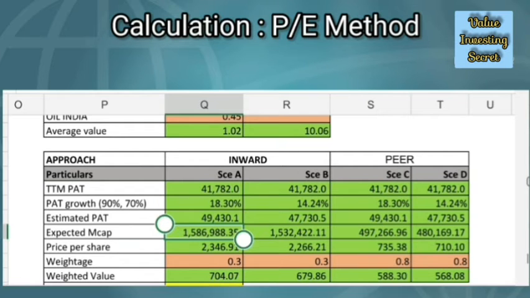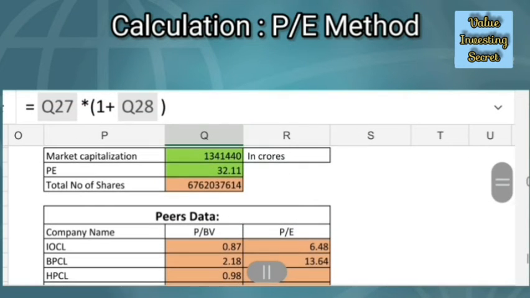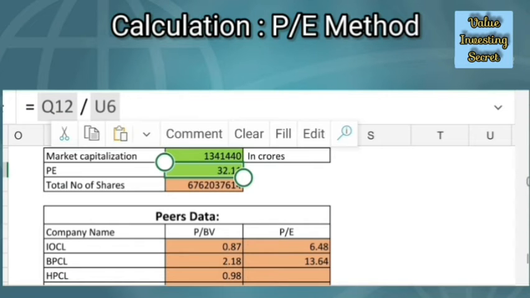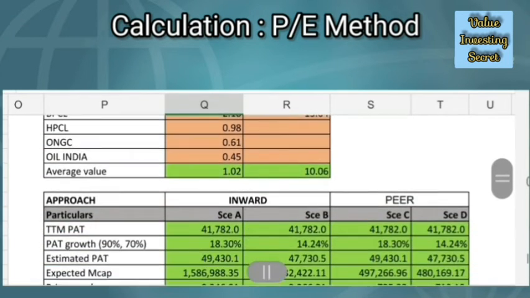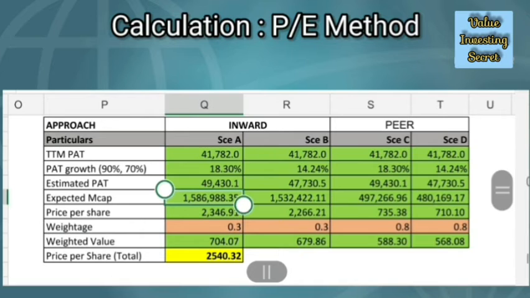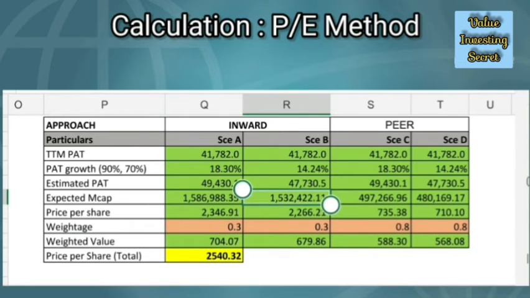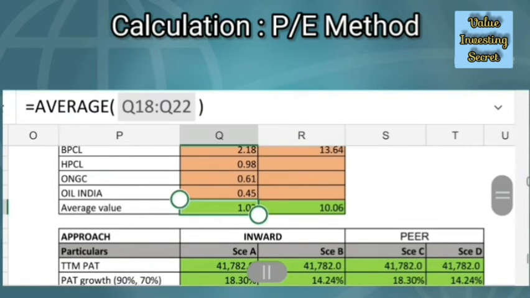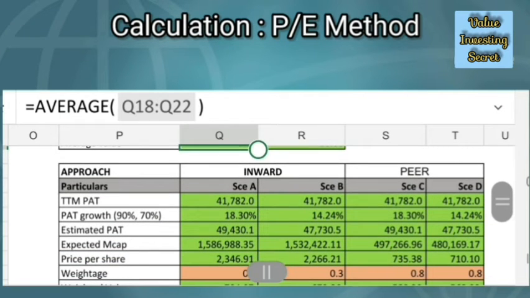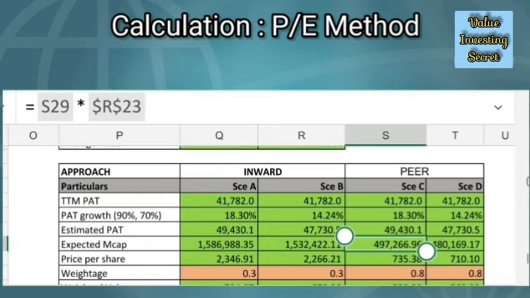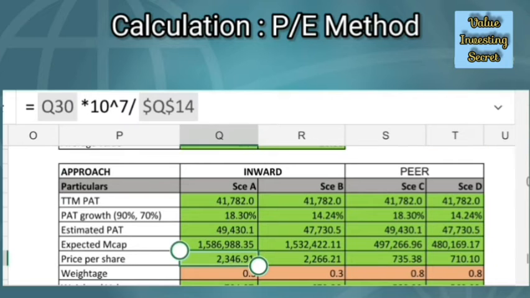Then expected market cap can be calculated with the help of the formula, that is PE of the Reliance Industries multiplied by estimated PAT. So we will get the expected market cap. In peers comparison, we have to multiply the estimated PAT into the peers P to book values multiple, that is the average value 1.02 we got now. So this has to be multiplied with the estimated PAT, so that we will get the expected market cap in the peers data comparison.